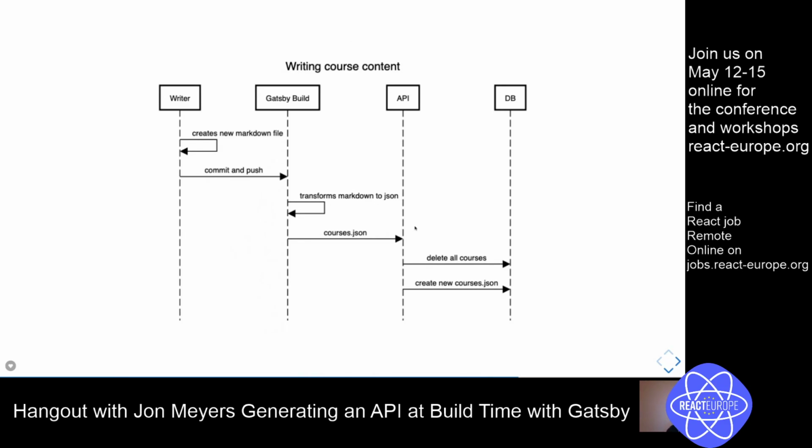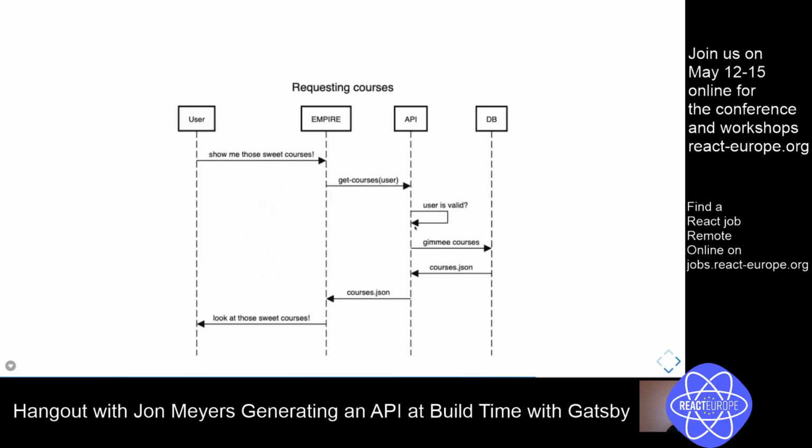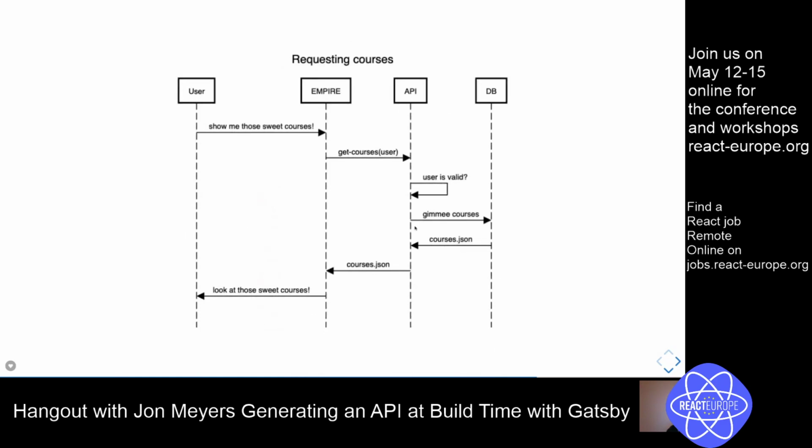And then the API is like, see, I came through. Here's your new courses.json. Go and create all your new courses and everything will be fine. And the database says, thank you, API. You really looked out for me. So then what does that look like if we're requesting courses?